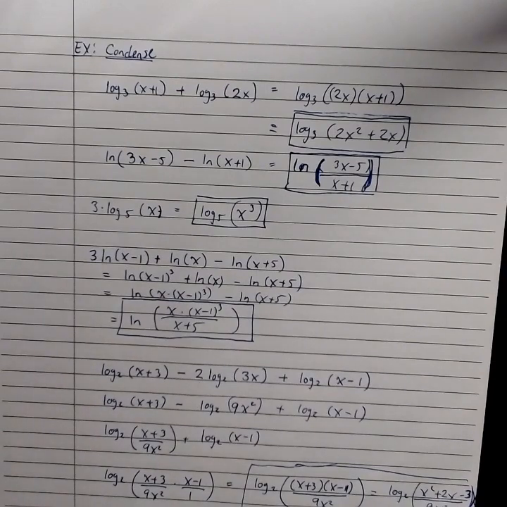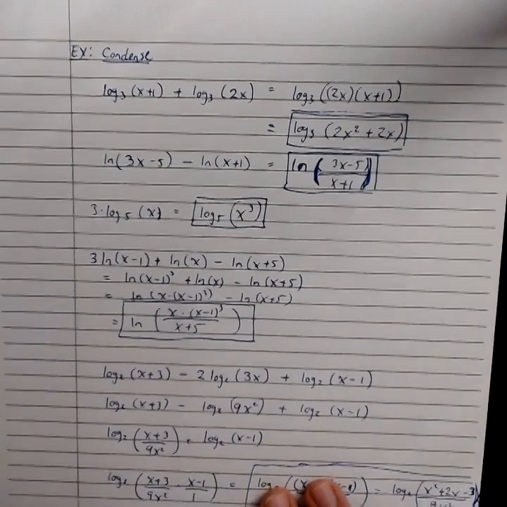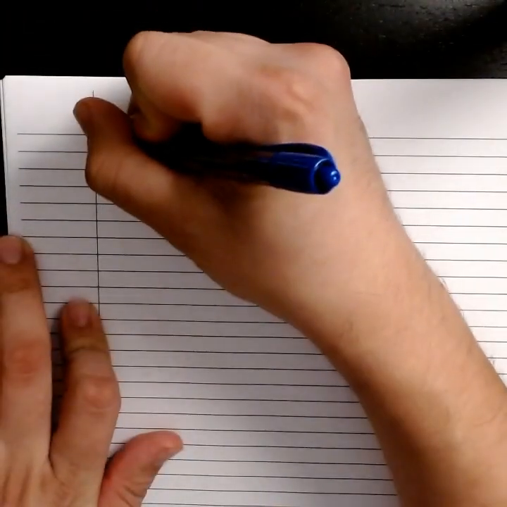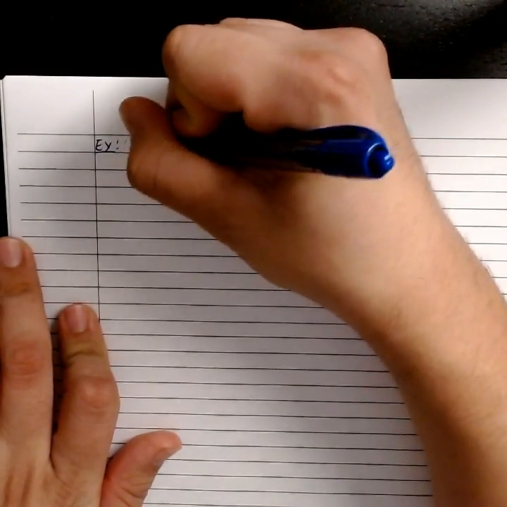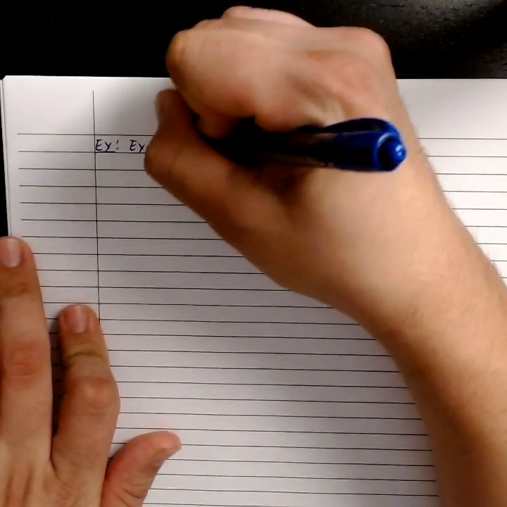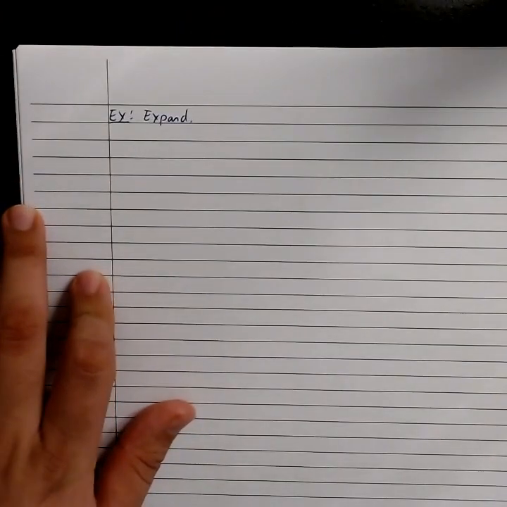Now this is something that's important enough in use and application that we want to know it backwards and forwards. And here I mean that literally. So the next set of examples are going to have us do the same kind of procedure but in reverse. So here our examples are no longer going to be to condense but to expand. Expanding is the exact opposite.